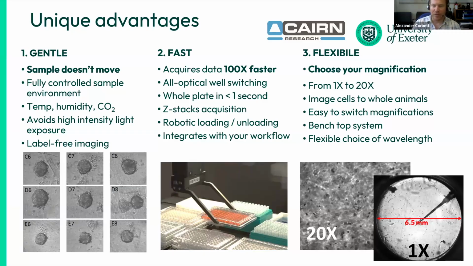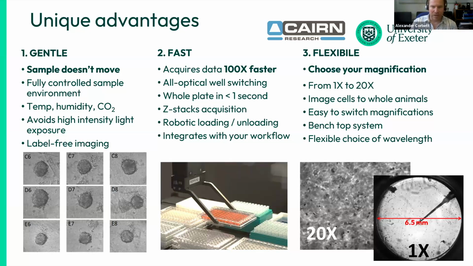The third unique advantage we think, compared to other systems out there, is that it's very flexible. We can change the array of objective lenses from 1x to 20x. We can image anything from cells to whole animals. As you can see at the bottom there, we've got a zebrafish in a single well of a 96 well plate. It doesn't need any special environment, doesn't need to be in a dark room or on an anti-vibration table. And if you want to swap out a camera, from one that has a large chip area to one that goes very quickly, you have the flexibility to do that as well.